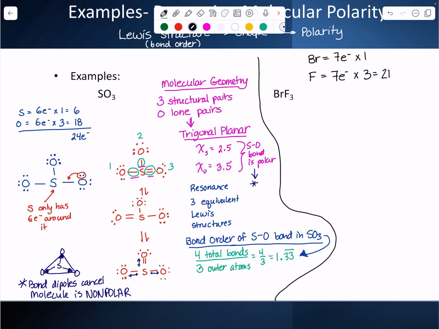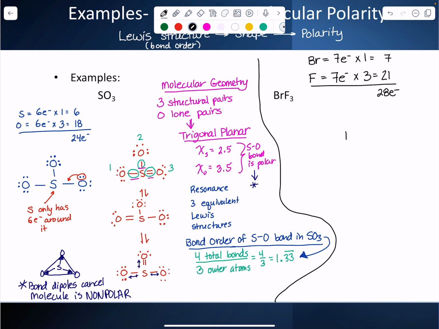So we have a total of 28 electrons in this case. Now I'm going to draw my Lewis structure. I've got my bromine in the center, and I'm going to arrange my fluorines around it. I'm going to start by adding my bonds. So that takes care of 6 electrons, 6 bonding electrons.